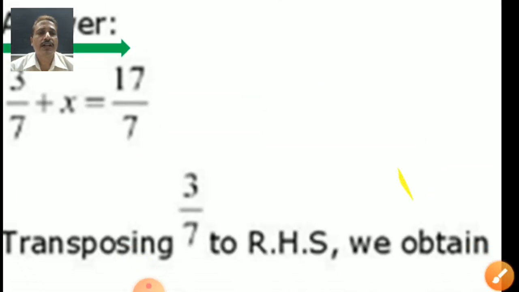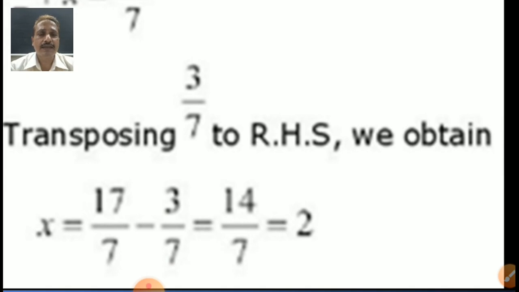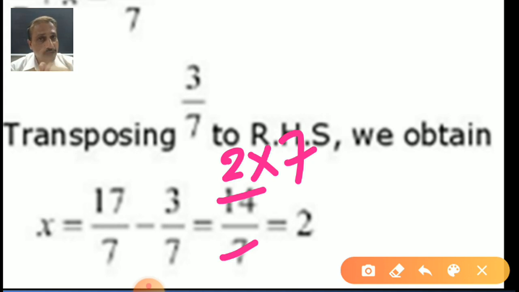Yes. Transposing 3 upon 7 to the right hand side, we obtain x is equal to 17 upon 7 minus 3 upon 7, which gives me 14 upon 7. And this 14 upon 7 we will cut in this way. Suppose some students are doing it like this also, no problem. They cut the 14 and write 2 into 7. Yes, that's a good practice.